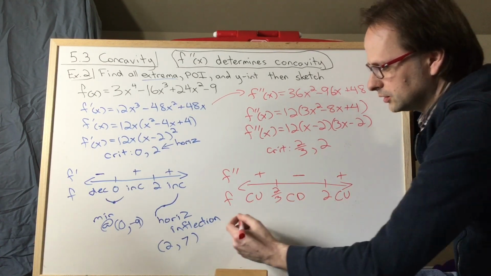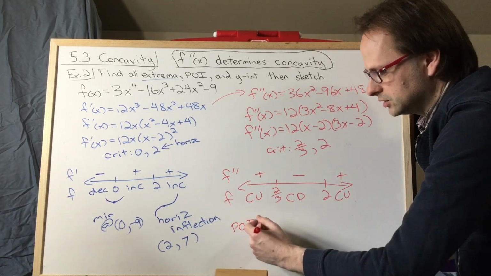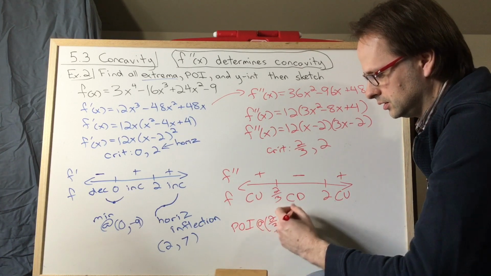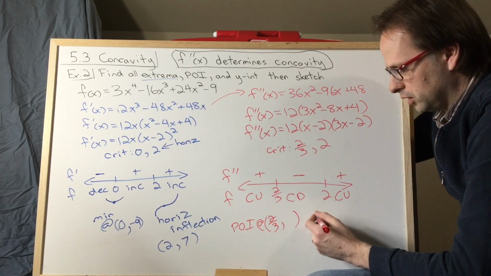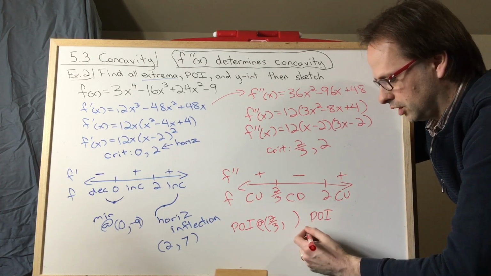So what does that tell us? That tells us there's a point of inflection, because concavity changed, at 2/3. And there's a point of inflection where x is 2, which we kind of already knew about.